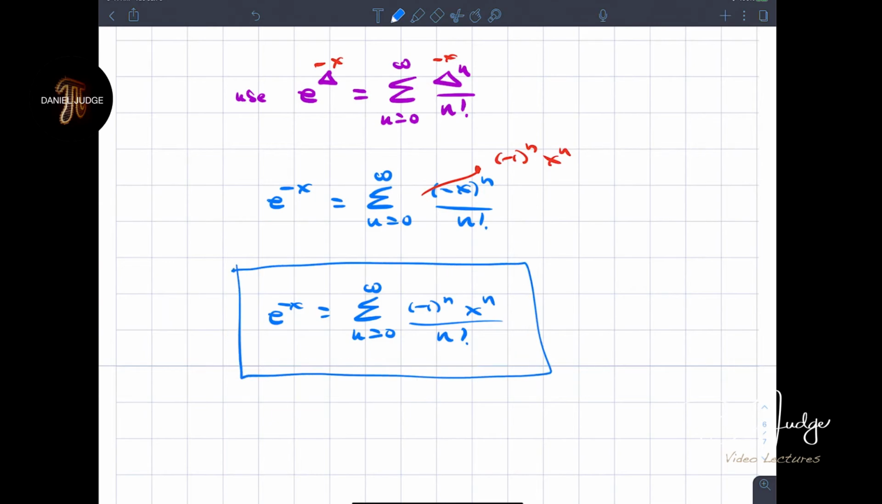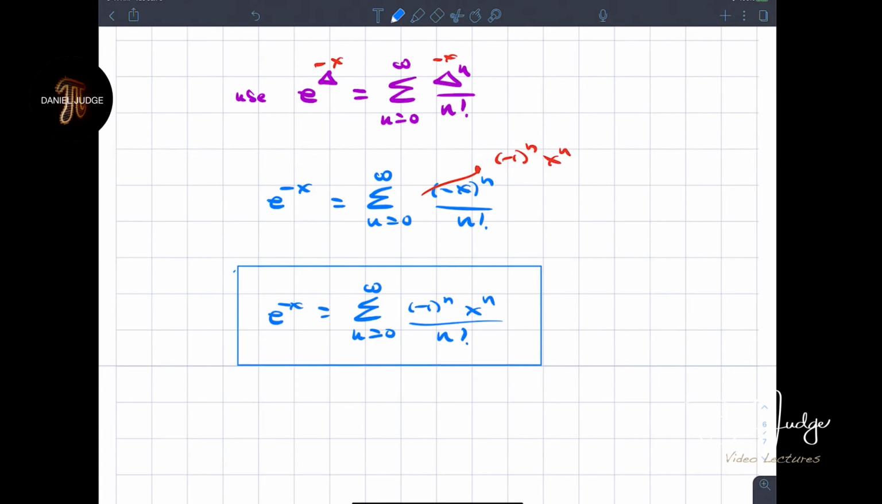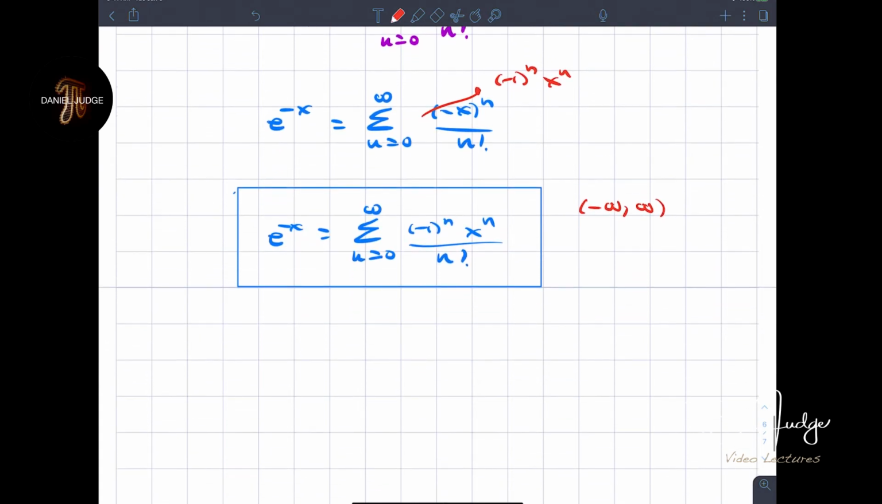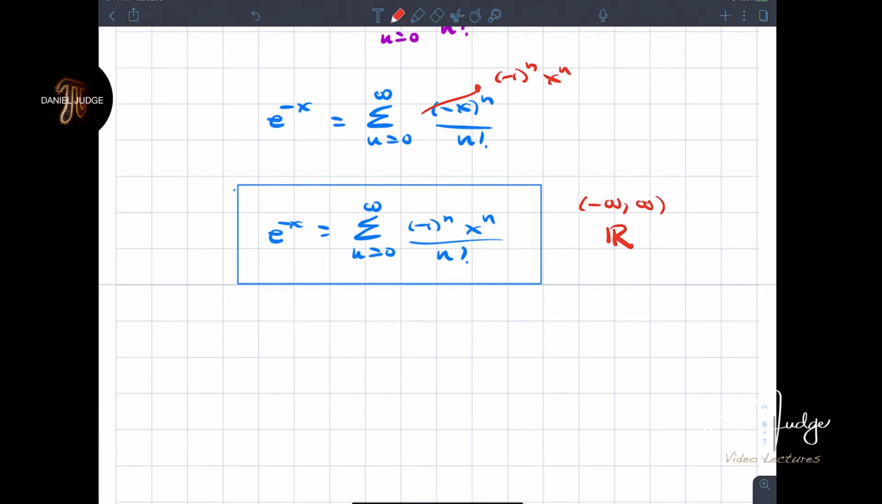For e to the minus x. And again, this is good for all x. So here's the power series. It's an alternating series.